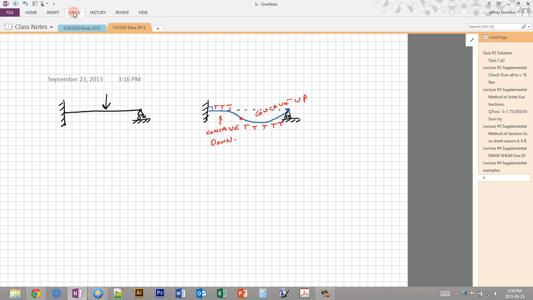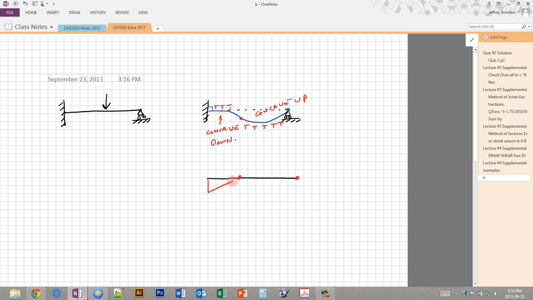Now if we want to draw the moment diagram, we know that there's a moment here with compression on the bottom, so we have concave down, so that's a negative moment. And then here we have concave up, so at the inflection point we have 0. At the end we have 0 because of the pin, and then we have concave up in between here.